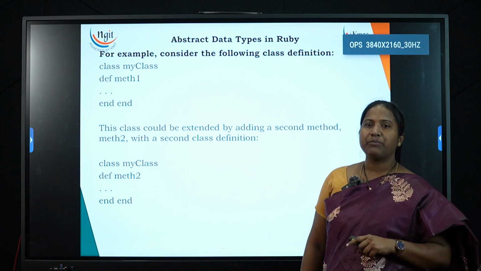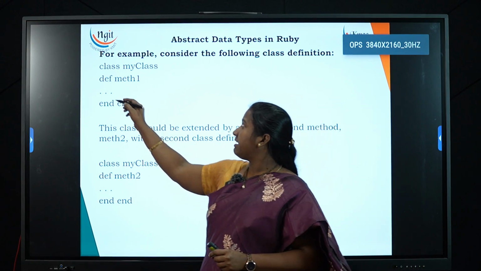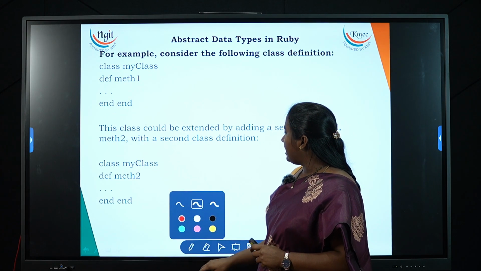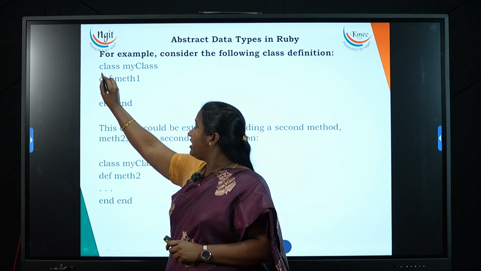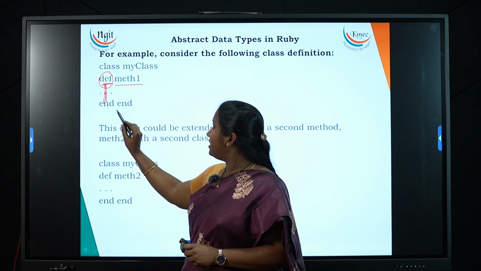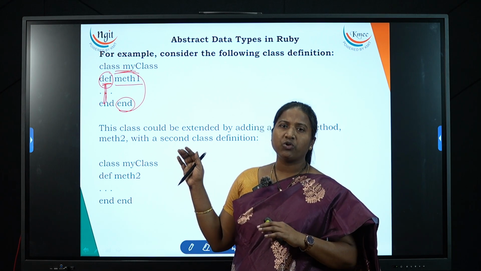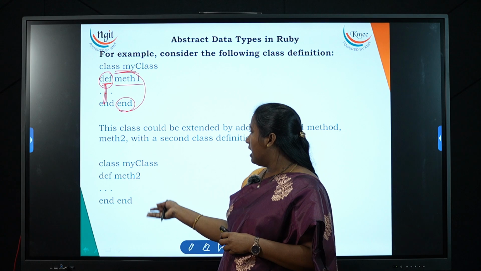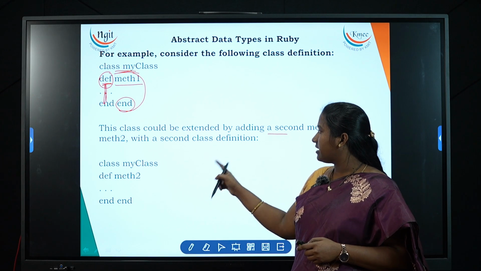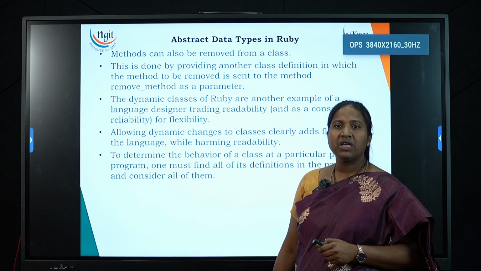Now, this is an example of how we'll define a class in Ruby. Class is a reserved word to define a class, and we'll end with the end keyword. Instance methods of a class will start with def. Definition method 1, this definition will end with this end keyword, and this class will end with this end keyword. This is a sample structure to show you how a class will get created in Ruby. This class could be extended by adding a second method 2 with a second class definition. So this is how a class and method will be initiated in a Ruby program.